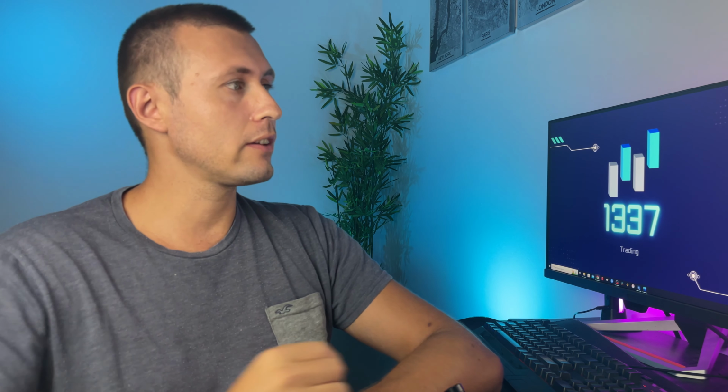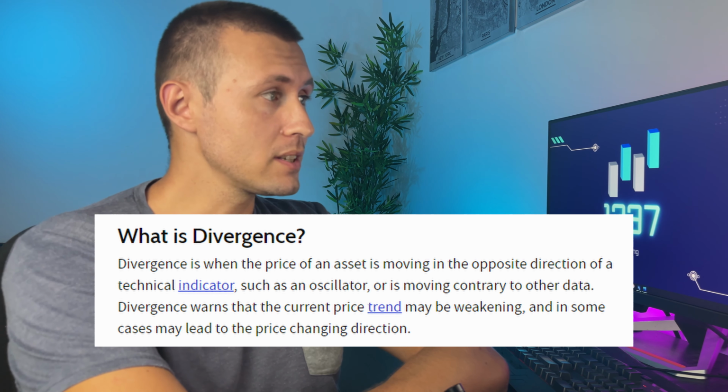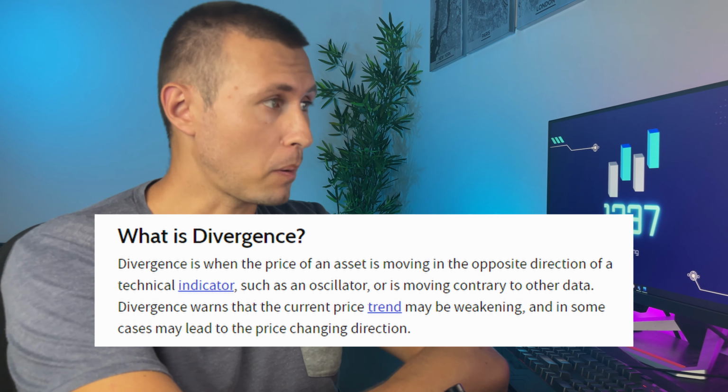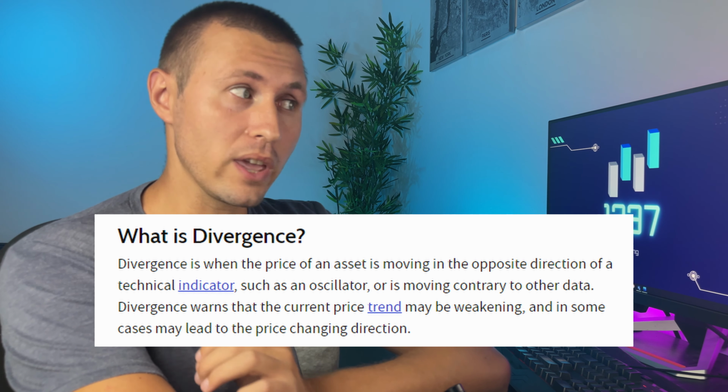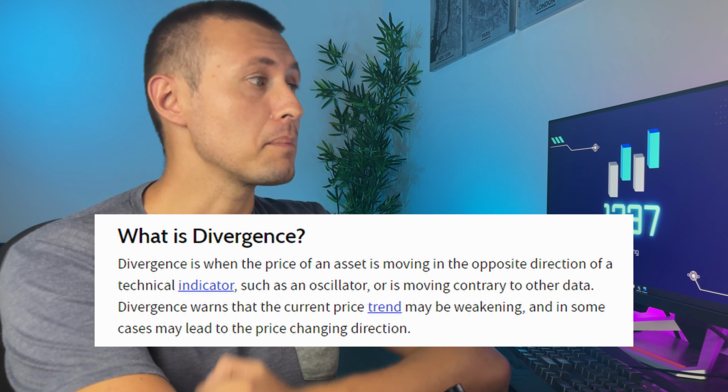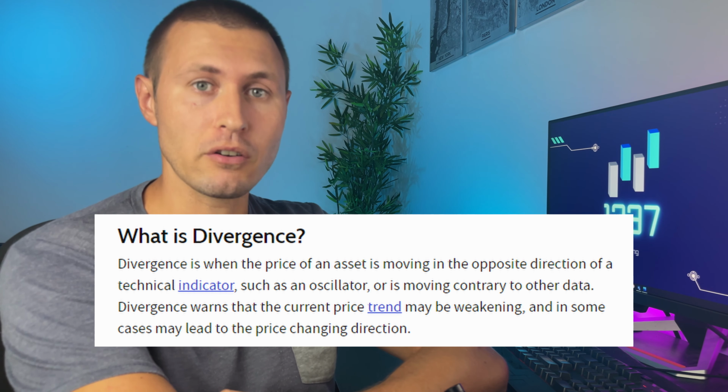I will start by telling you what divergence is, and let's read the definition. So, divergence is when the price of an asset is moving in the opposite direction of a technical indicator, such as an oscillator, or is moving contrary to other data. Divergence warns that the current price trend may be weakening and in some cases may lead to price changing direction.